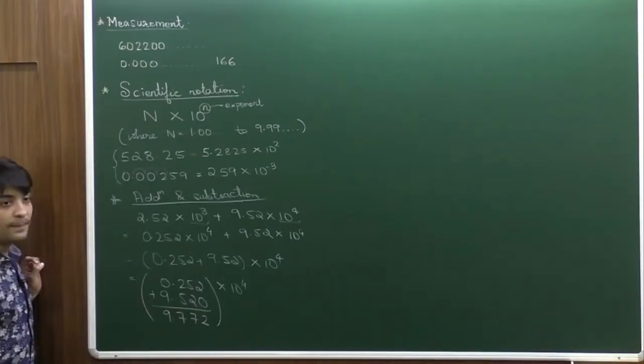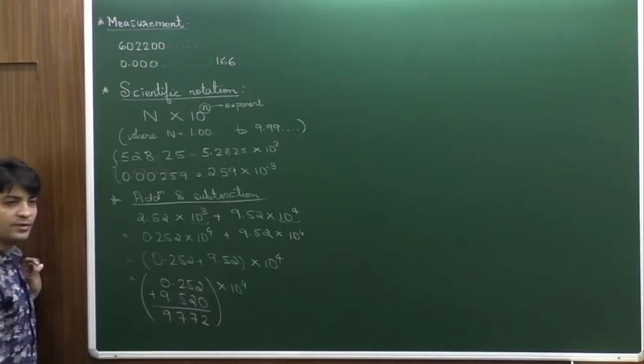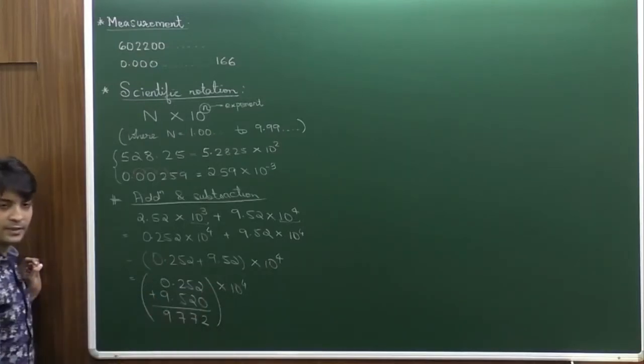Clear? So in the first step, can we just take 10 raised to 3 common? We can take it, no issues with that. Then it will be 2.5. This will become 94. and final answer would be 97.72 into 10 raised to 3. एक 10 यहाँ पर डाल दो.